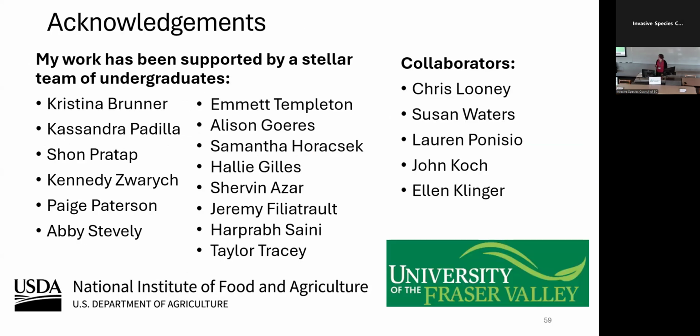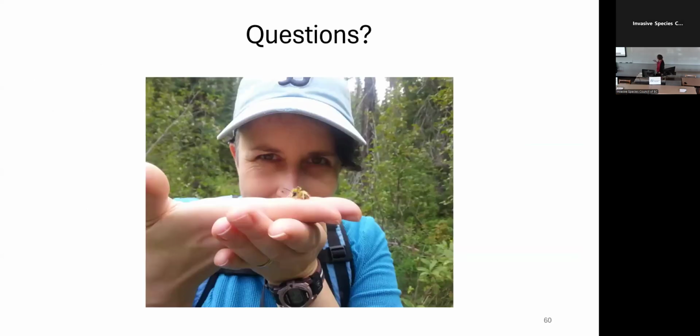Okay, so just to wrap up, my work, I have 7 years of monitoring data, which means 7 years of really excellent undergrads who have supported this work. These are my collaborators on the big grant that is studying Bombus impatiens. We have a bunch of other work going on in population genetics that I didn't have time to talk about. Yeah, and I'm happy to take any questions. Thank you.